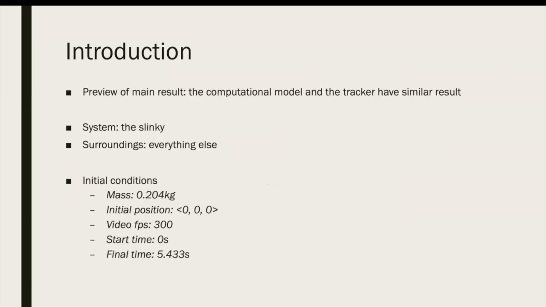So the preview of the main result of this lab is that the computational model and the tracker have very similar results. And for this lab, the system is the slinky and the surroundings are everything else. So here are some initial conditions. The mass is about 0.24 kilograms and the initial position is 0, 0, 0. And the video frames per second is 300. Start time is 0 seconds and end time is about 5.4 seconds.